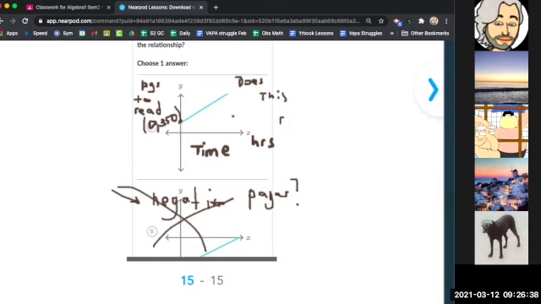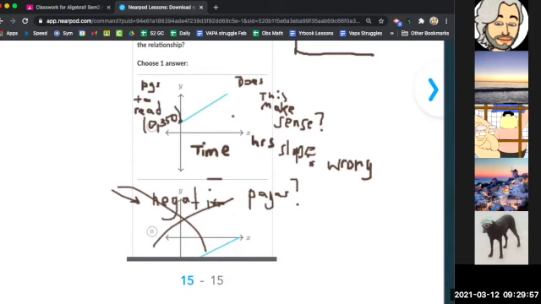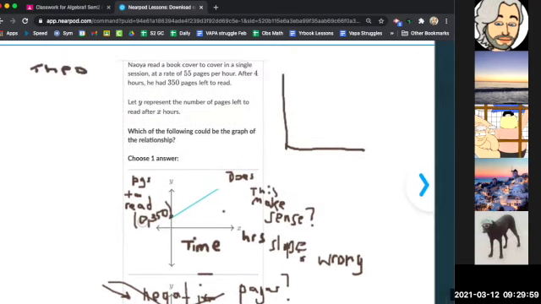The slope should not be going up. The line slope in this one is wrong. So what kind of graph would we have? Now we're going to get to the nitty gritty. What is this graph going to look like? This is still going to have 350 here. 0, 350 is going to be our y-intercept, because there are 350 pages left to read. That part's good, but we're going to go down. Our slope is going to go down in time.